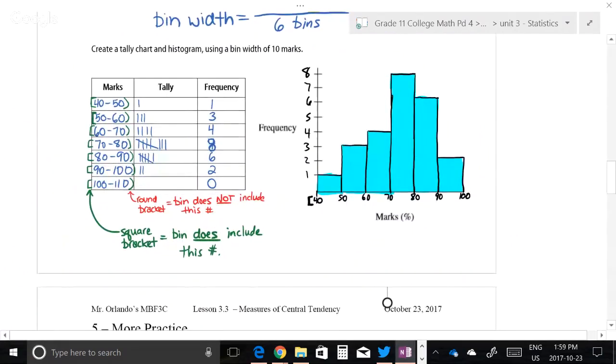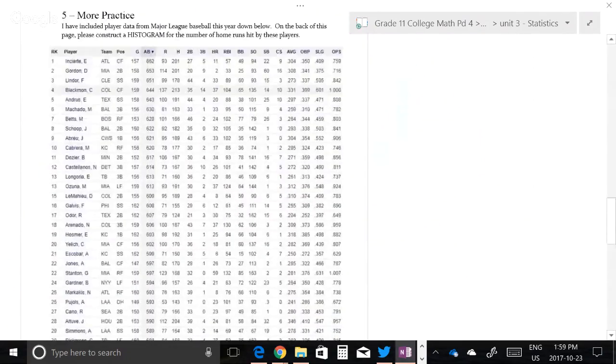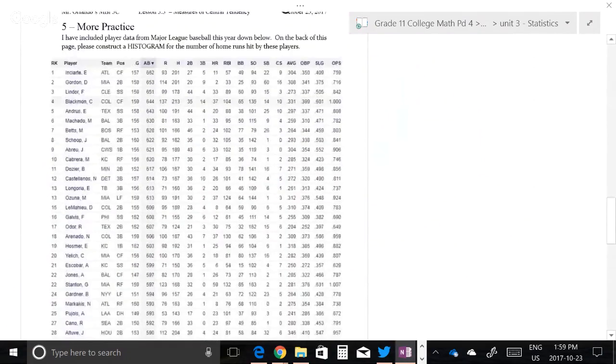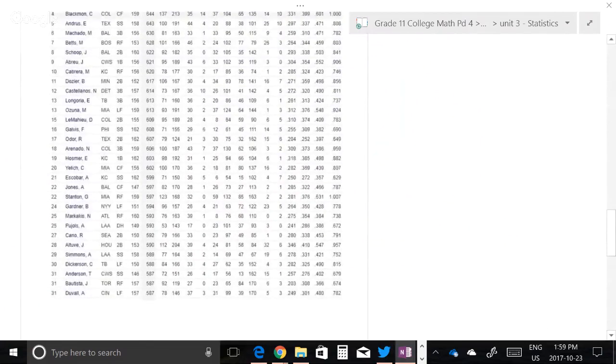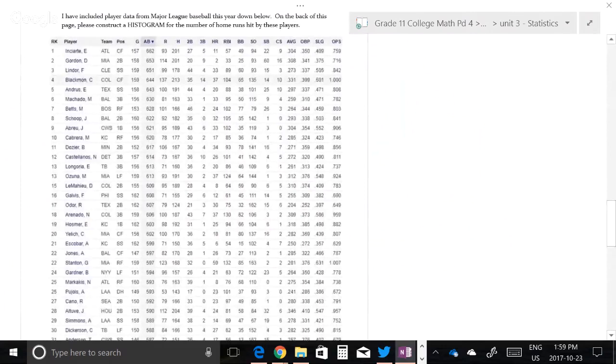So does this process make sense? We take our data, we divide them into bins, and then we put the tallies up. Okay. So I want you to do the same thing.